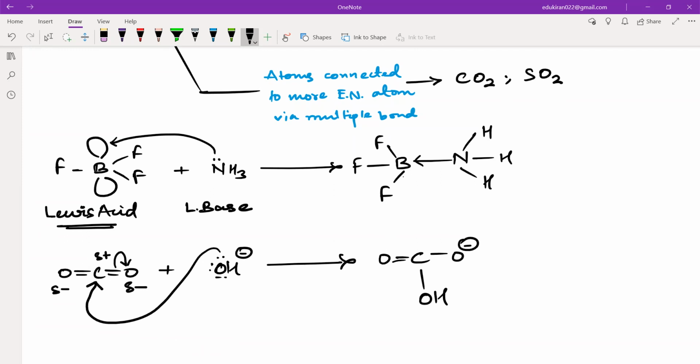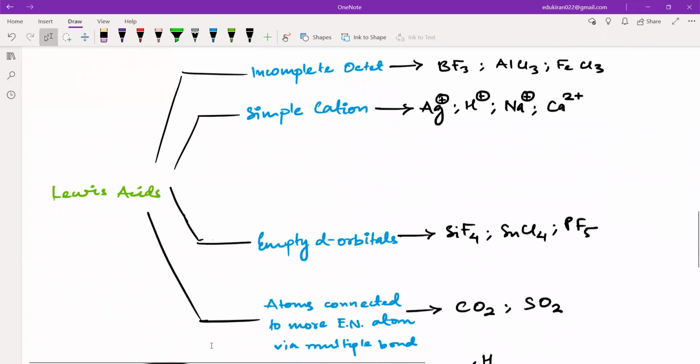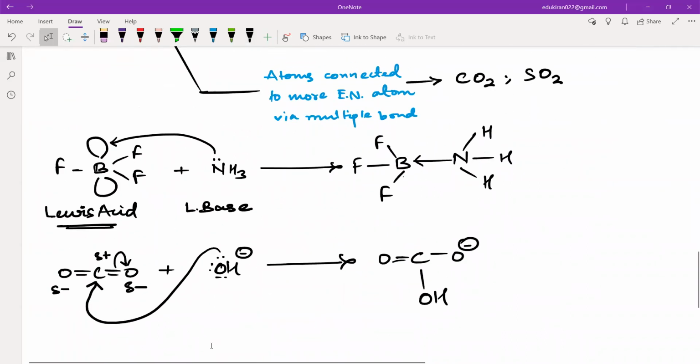Write this down. Let me know if you're done. Then I will give you a question, and you have to identify which of the following are Lewis acids and bases. I hope you have written the above part, yes or no? Yes, sir. Okay.